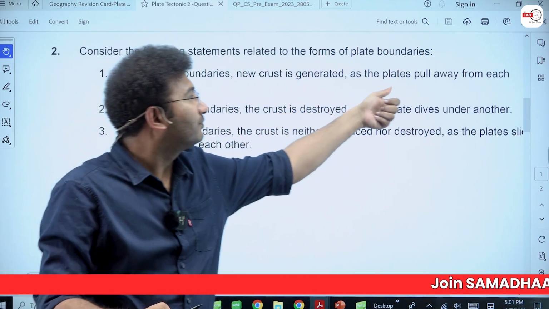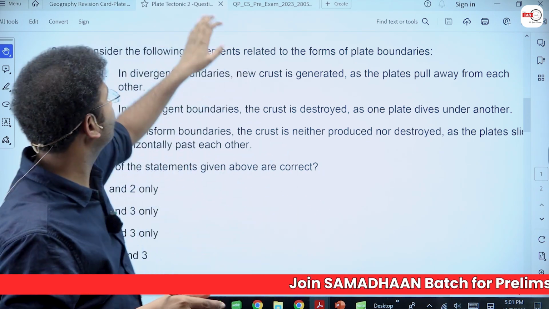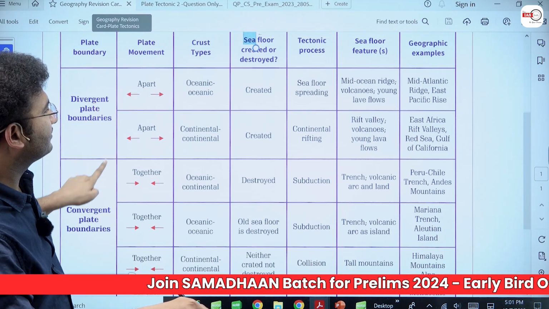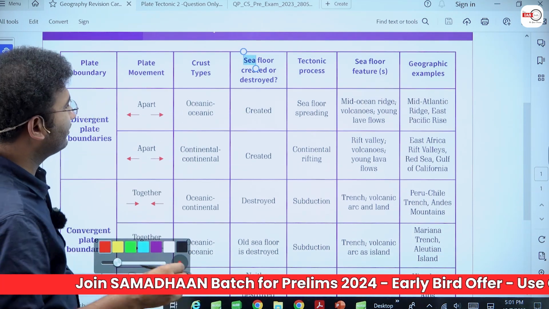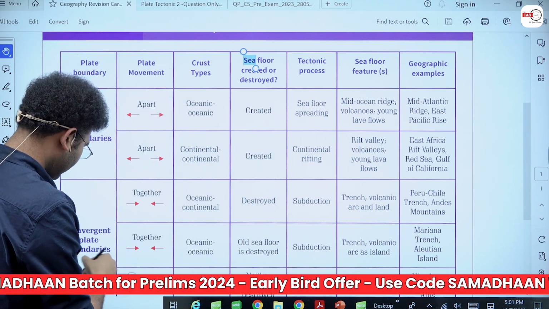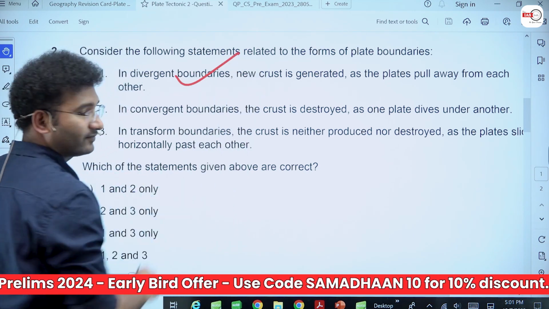And as the plates pull away from each other, in the divergent boundaries, new crust is created. Let us go and check, is the new crust created? So here we have divergence. In the divergence plate boundary, you have created in both the cases. So this statement is absolutely right.